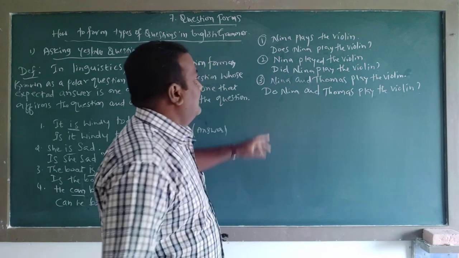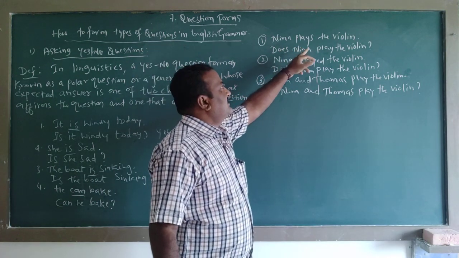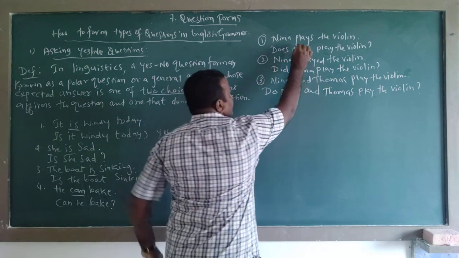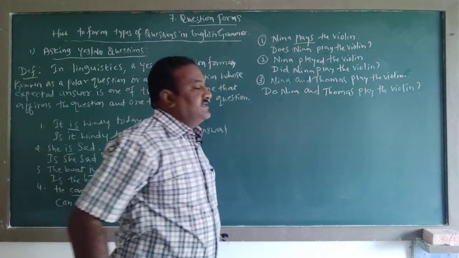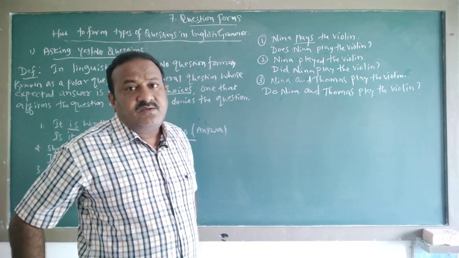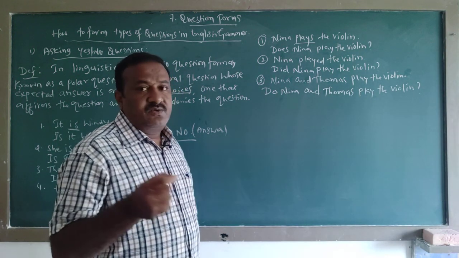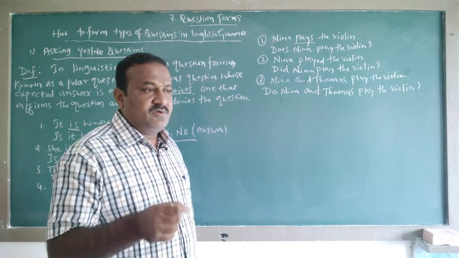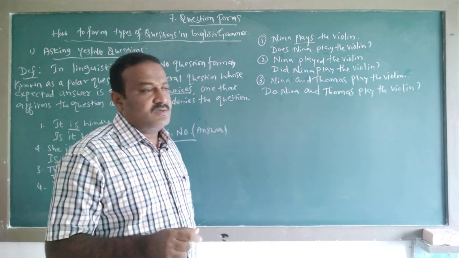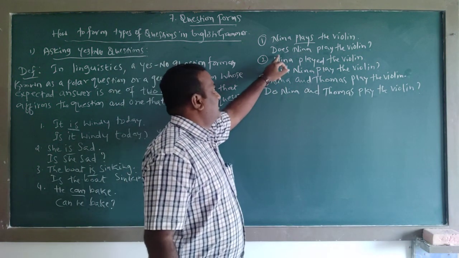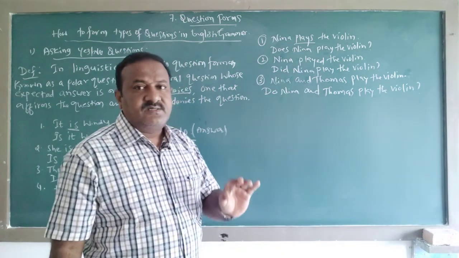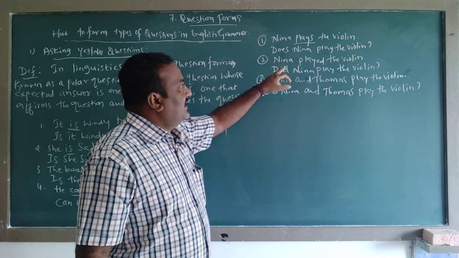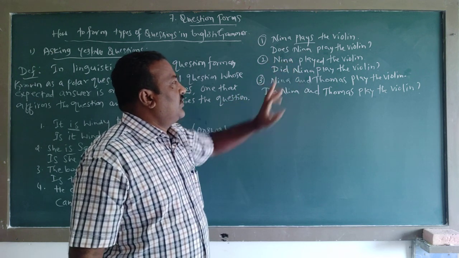Here, Naina plays the violin. See the verb, plays. We must be careful which operating verb we should use: do, does, or did. When we see that verb, Naina plays the violin.